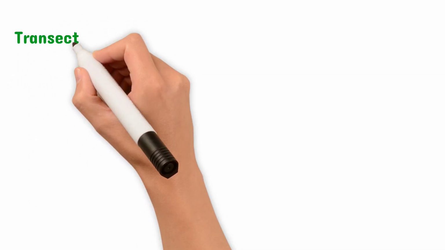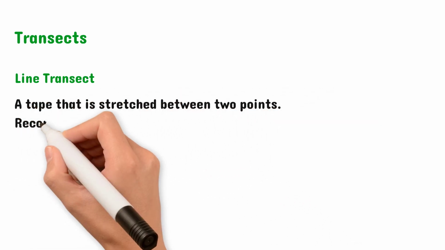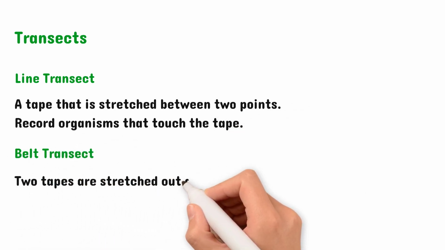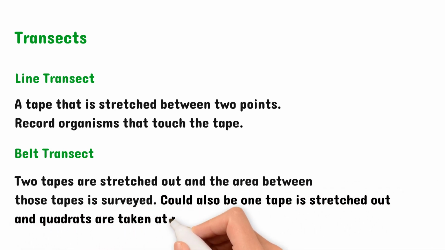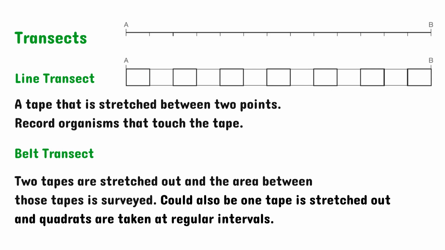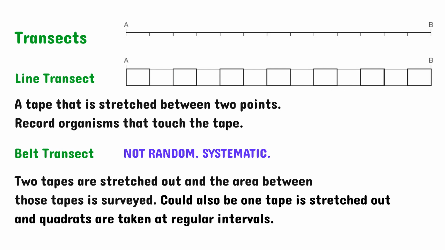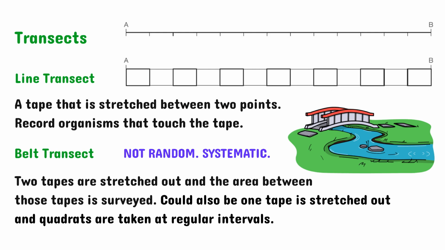Finally, let's look at transects. A line transect is a tape that is stretched out between 2 points, and we record the organisms that touch that tape. A belt transect is 2 tapes that are stretched out, and the area between those 2 tapes is surveyed. We could also have 1 tape be stretched out and quadrats taken at regular intervals to have the same effect. You have to remember that transects are not random, they're systematic, and we can use them to investigate a change in distribution of organisms linked to a change in an abiotic factor. So for example, we could see if there's a change in the distribution of organisms as we get closer to or further away from a water source.